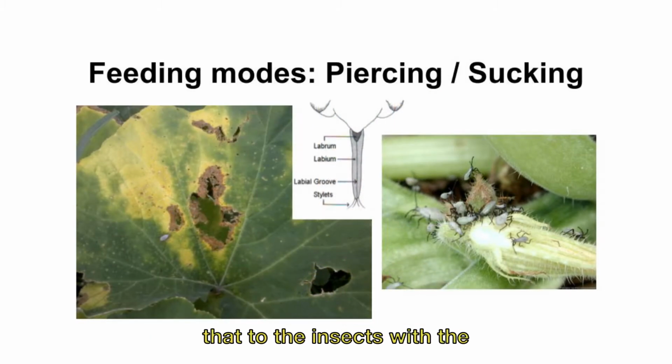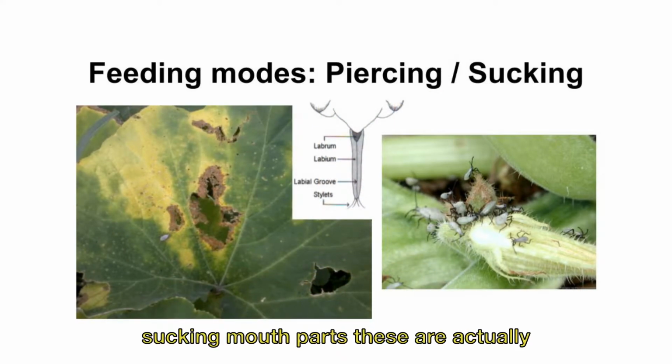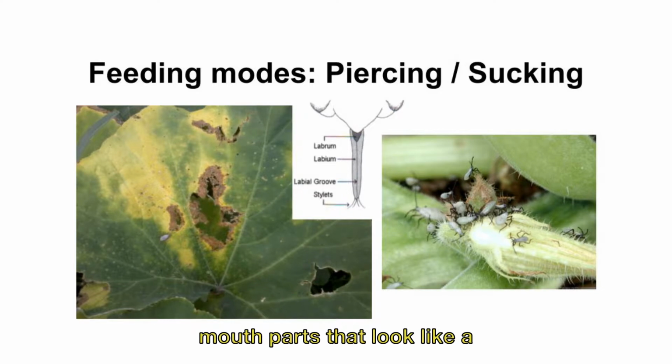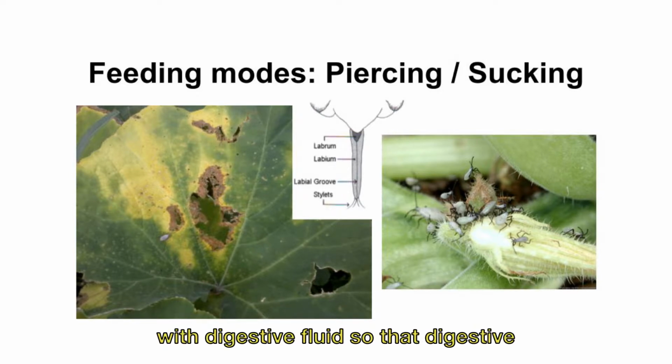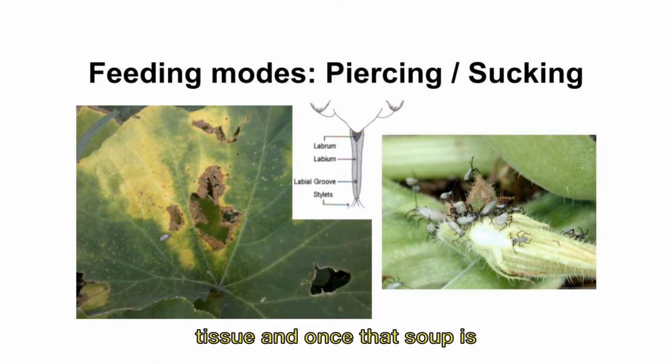Compare that to the insects with the sucking mouth parts. These are actually mouth parts that look like a straw, and the insect will stab that straw-like mouth part into the tissue. It will exude saliva into the plant, and that saliva is filled with digestive fluid. So that digestive fluid will start breaking down the tissue, and then once that soup is created, the insect just sucks it back up into its mouth and starts feeding on it.